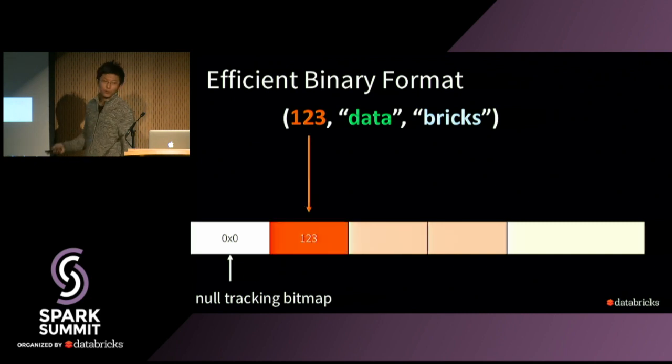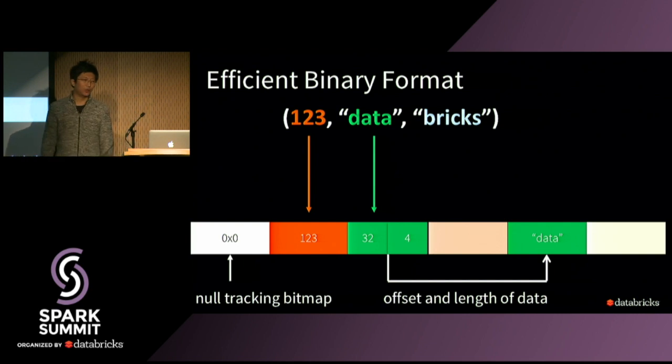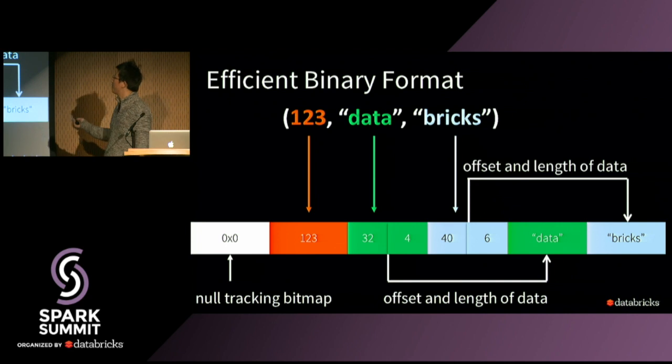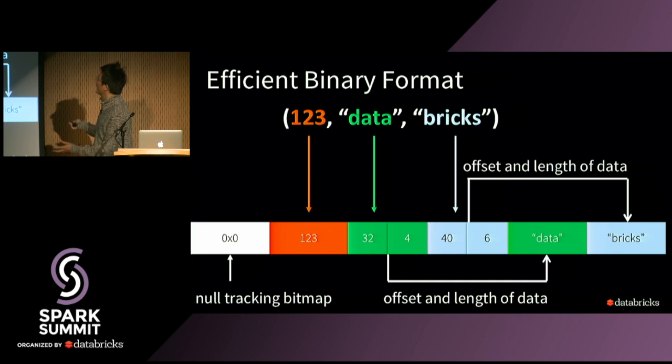And then we begin to actually put the data in this format. For the first column, 123 is an int and its size is fixed, so we can just put it in the address part. For the second column, it's a string and it's a variable-length data type. So we have to put the offset and the length of this data in the address part, and then we put the actual data in the data section. Same for the third column. So after this, we have a very efficient format for the records in Spark.